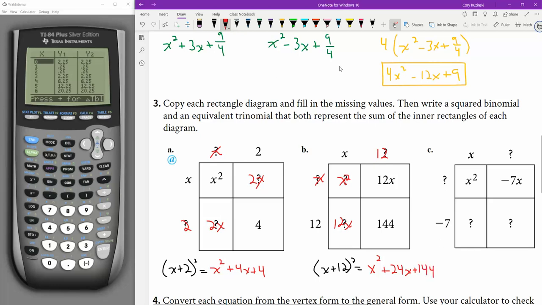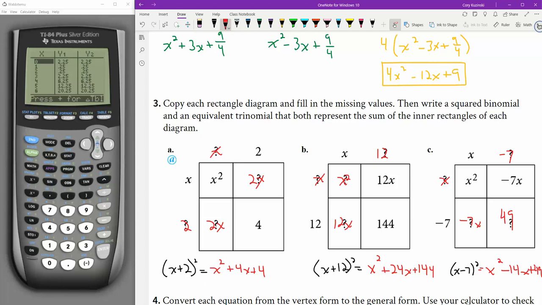And one more. X times x is x squared. That's got to be a negative 7 if that's a negative 7. This has got to be a negative 7x if that's a negative 7x. And negative 7 times negative 7 is 49. So we're doing x minus 7 squared. And that's going to give us x squared minus 14x plus 49.